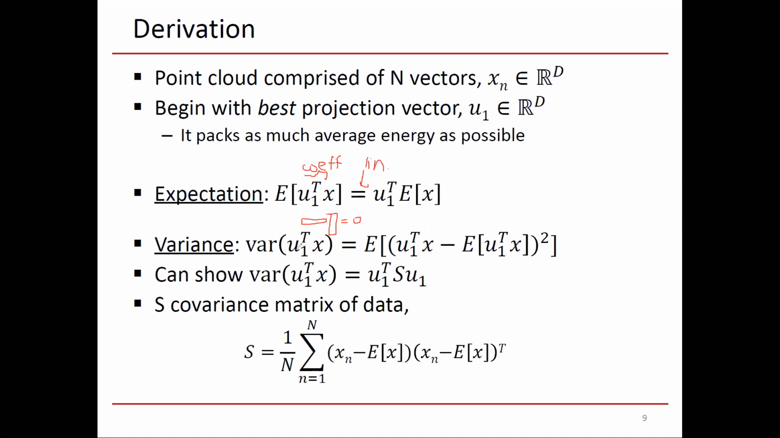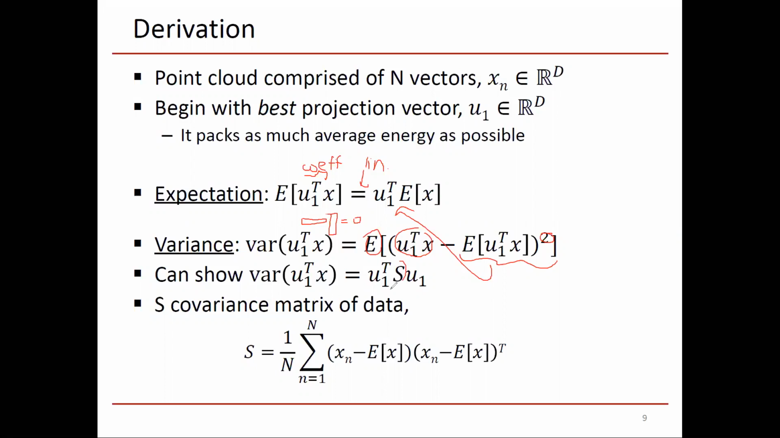Now the variance. The variance of the coefficient is the variance of u1 transpose x, which again is a scalar. And this is the expected value of the difference between the coefficient and its expected value, which we just calculated. We square that difference and take the expectation, so the expected squared difference. Now, it can be shown that the variance of u1 transpose x is equal to u1 transpose times the covariance matrix of the data times u1.